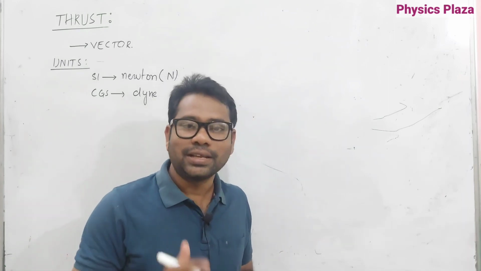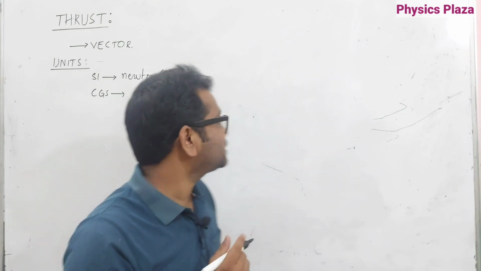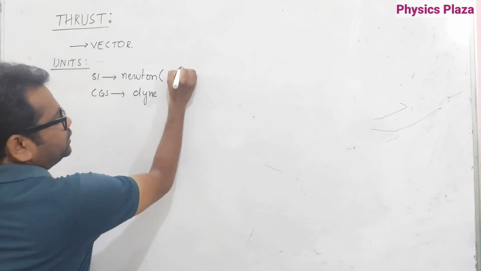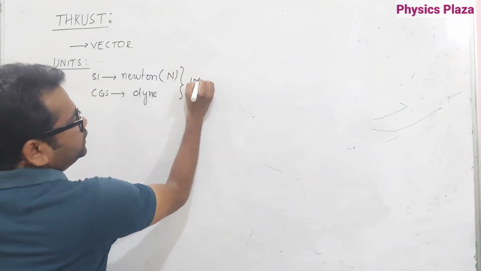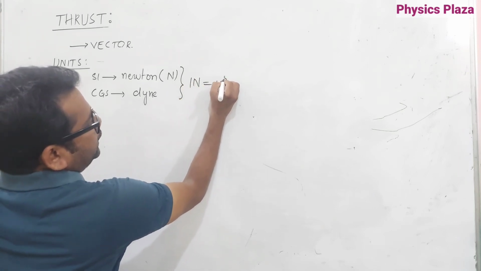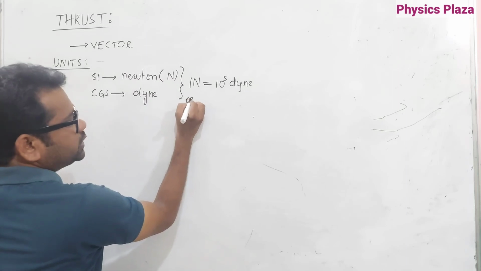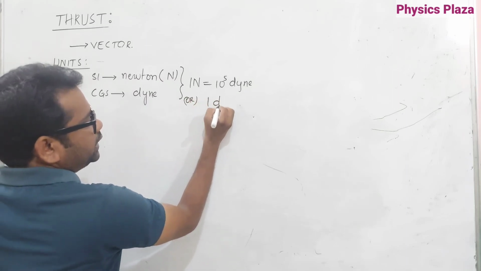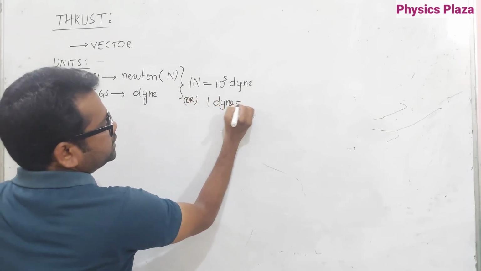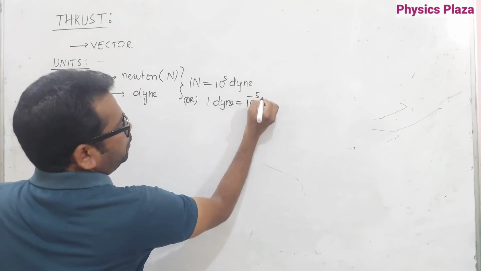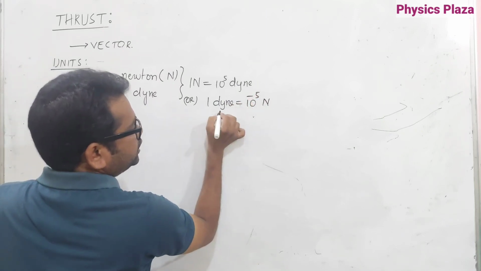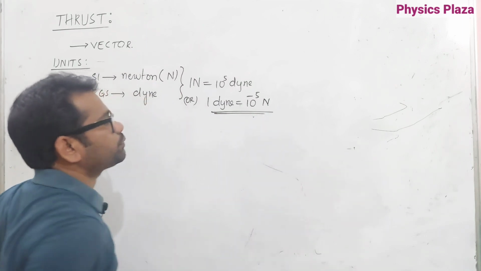If my guess is right, yes, you have commented the correct answer. What is that, children? Let me tell you here. 1 Newton is equal to 10 power 5 dyne. Or we can also write here, 1 dyne is equal to 10 power minus 5 newtons. Children, it's very important.